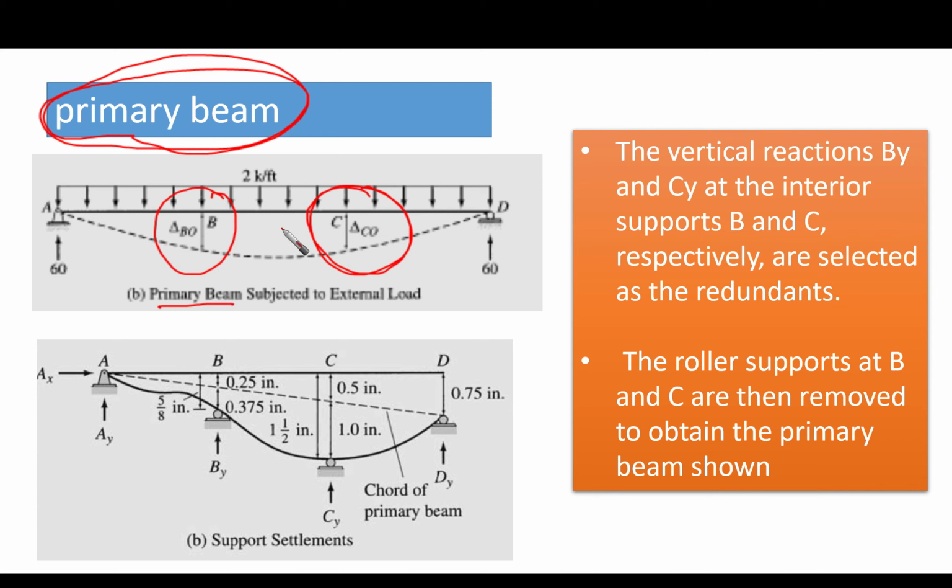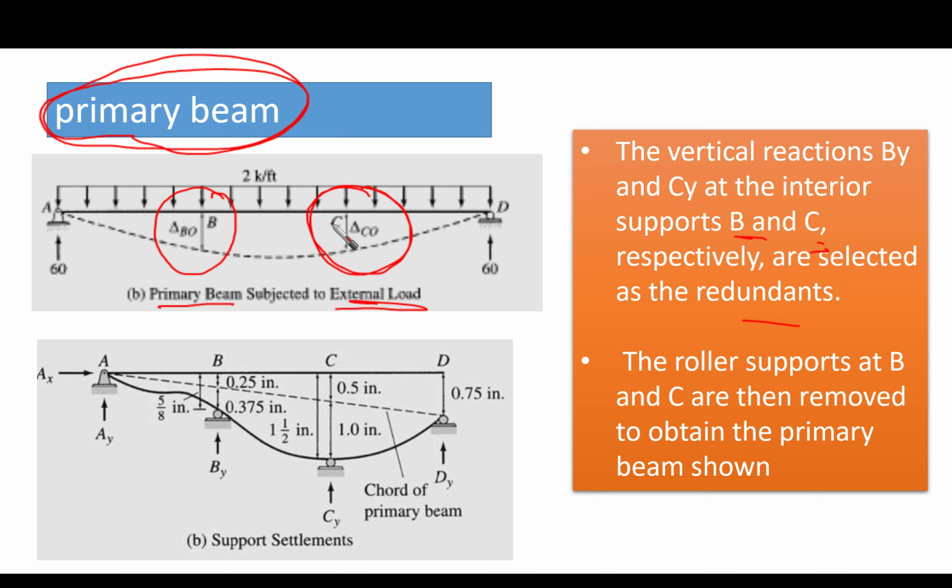Okay, this is the primary beam, and we are going to apply the 2 kips per foot as a distributed and external load on the beam. Subjected to external loading, as you can see, the vertical reactions By and Cy at the interior supports B and C, respectively, are selected as redundants, and this I have already said.